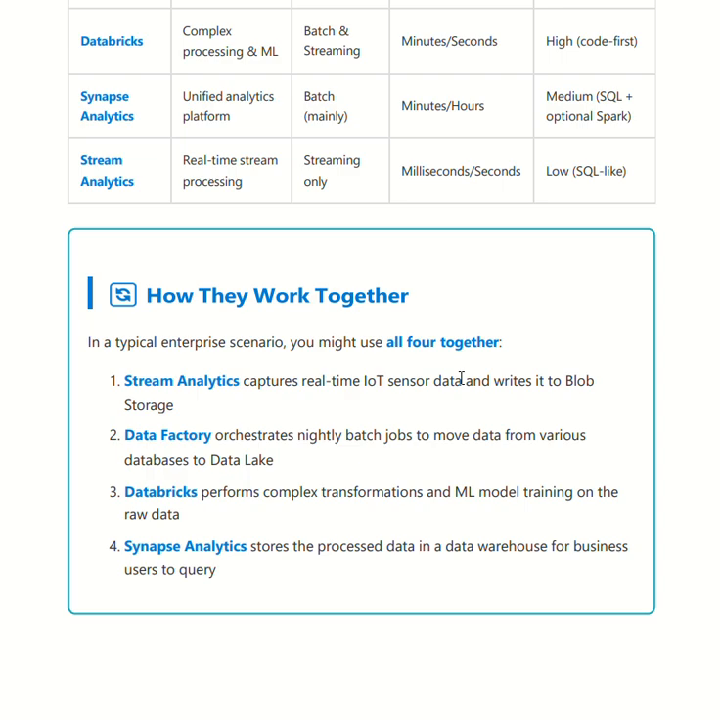Now, here's where it gets interesting. Let's have a typical flow where Stream Analytics captures real-time IoT data and writes it to blob storage. Data Factory orchestrates nightly batch jobs to move data from various databases to your data lake. Databricks performs complex transformations and ML model training on that raw data. And Synapse Analytics stores the processed data in a data warehouse for business users to query.